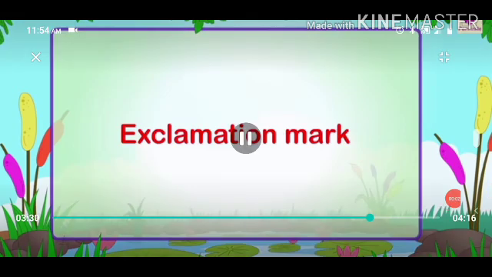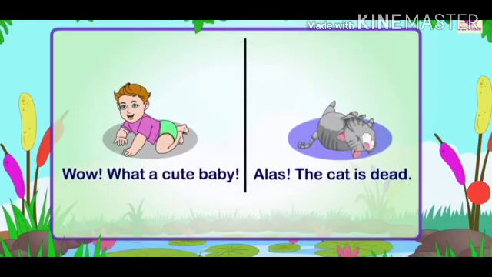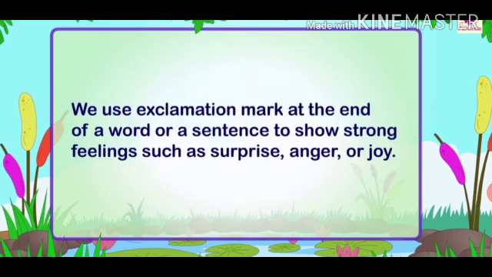Exclamation mark. Now look at these sentences. Wow, what a cute baby! Alas, the cat is dead! Now notice the symbols used in these sentences. It is called an exclamation mark. Thus, we can say that we use an exclamation mark at the end of a word or a sentence to show strong feelings such as surprise, anger or joy.